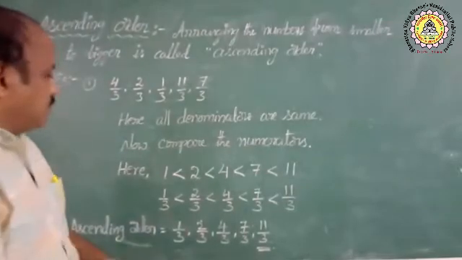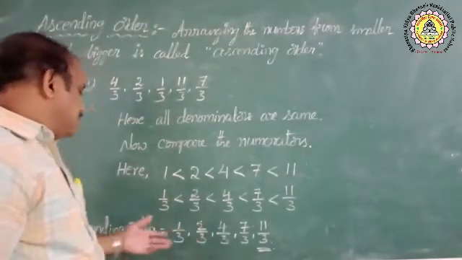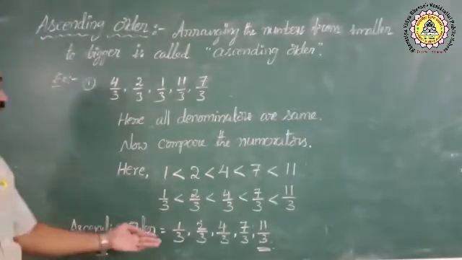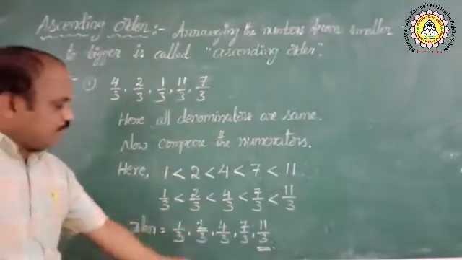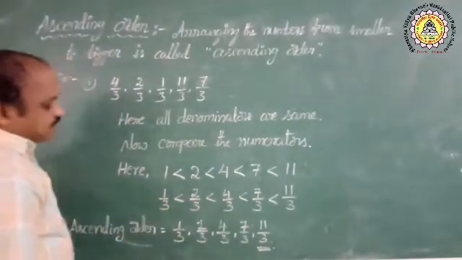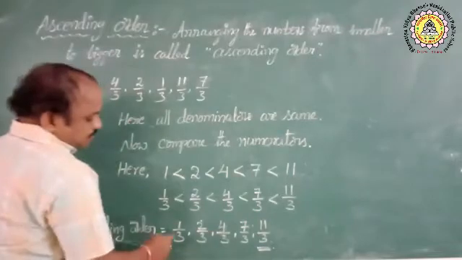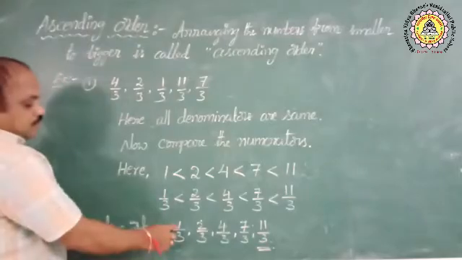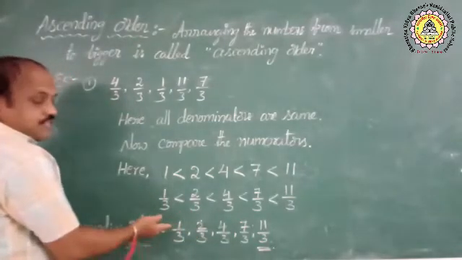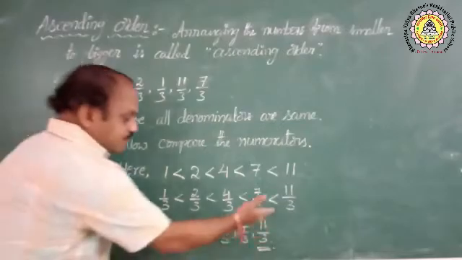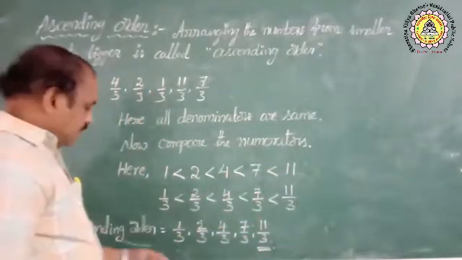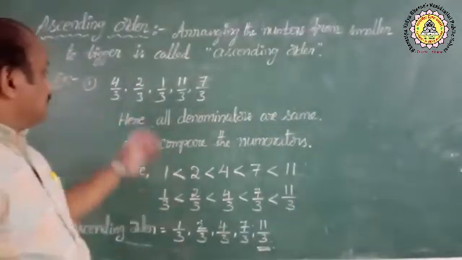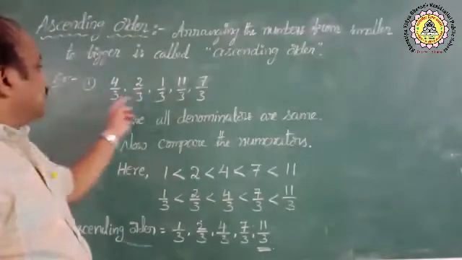So now automatically we got our ascending order. Therefore, the ascending order is 1 by 3, 2 by 3, 4 by 3, 7 by 3, 11 by 3. Here you observe all the numerators: 1, 2, 4, 7, 11. 1 is the smallest, that's why 1 by 3 is the smallest fraction, and 11 by 3 is the biggest fraction among all these fractions. That's why this is the ascending order for our example fractions.